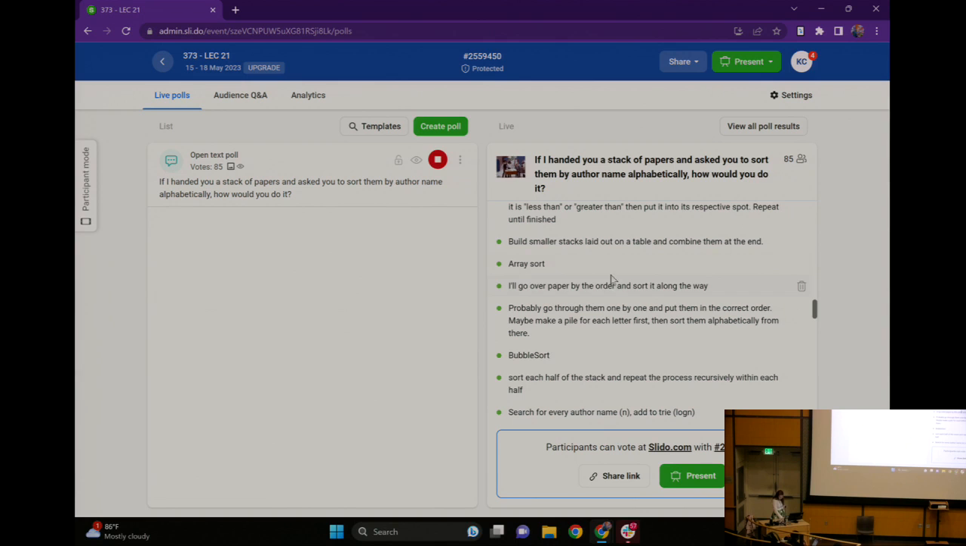Let's see what else is in here. Go over the paper by order and sort it along the way. I'm going to guess what that one is.